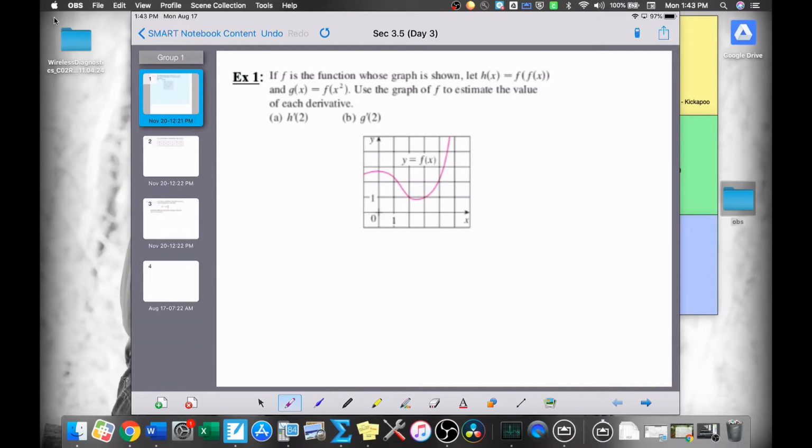It says if f is the function whose graph is shown, let h of x be the composition f of f of x and let g of x be the composition f of x squared. Use the graph of f to estimate the value of each derivative. So for letter A, they want us to find h prime of 2.